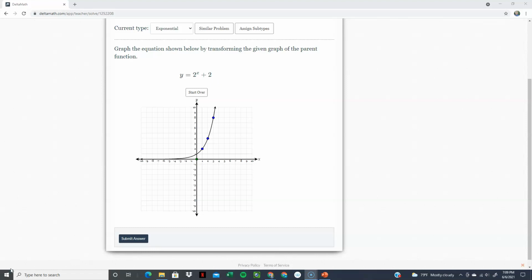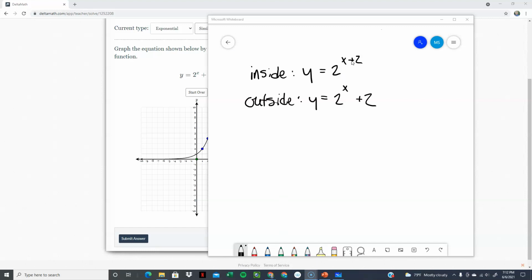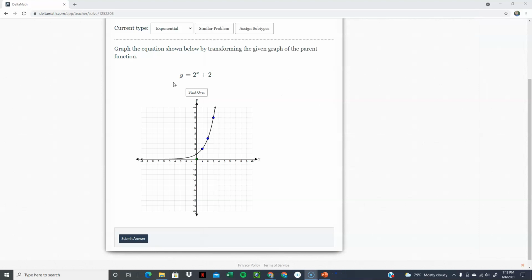For the exponential functions, adding inside the function means it's also in the exponent. So if you have x plus 2 as your exponent, that is inside the function, so that would be a shift left. But here, since we're adding 2 not in the exponent, that's outside the function, so that is a shift up. So that's what we have here. This is outside the function, so adding 2 outside the function is a shift up.